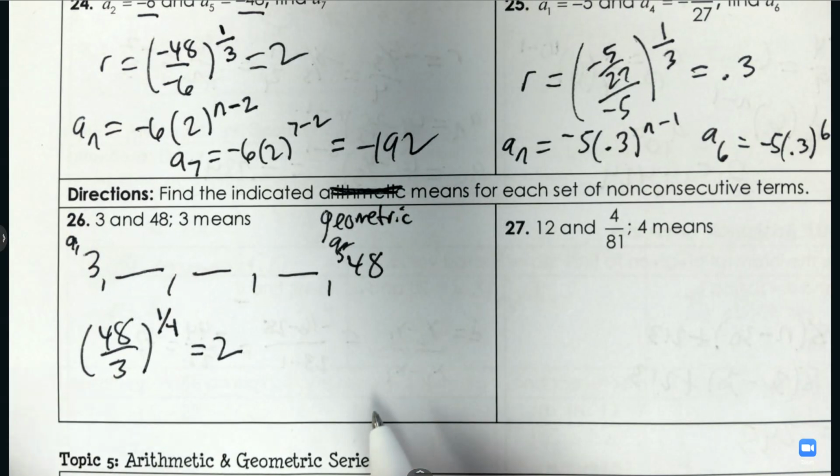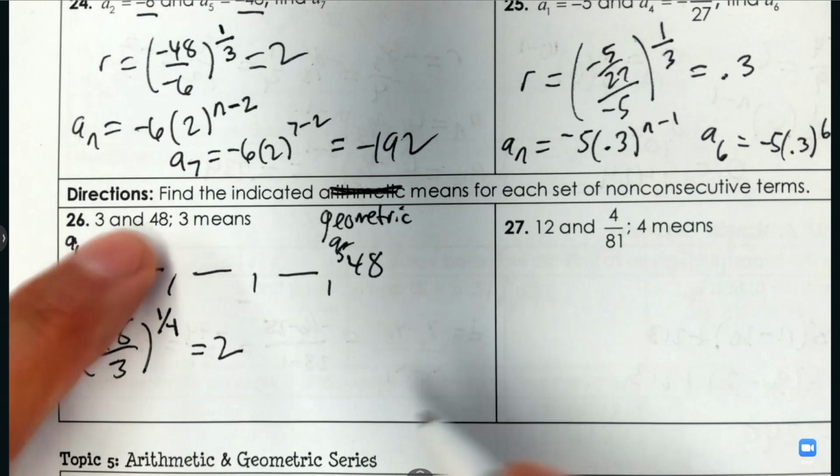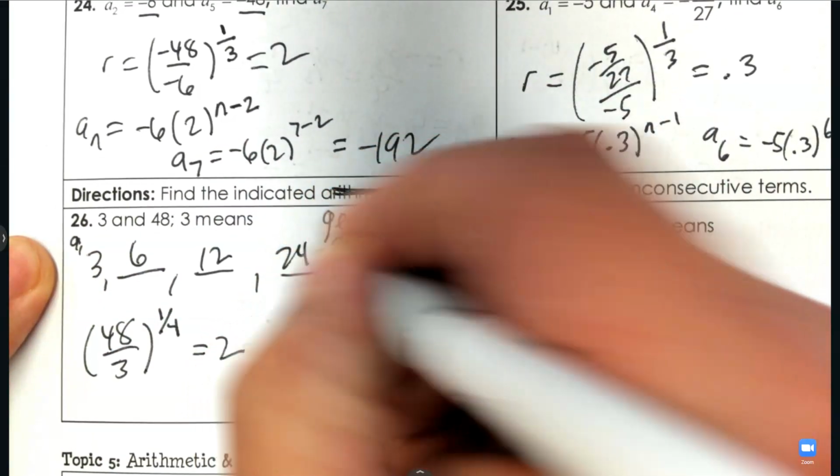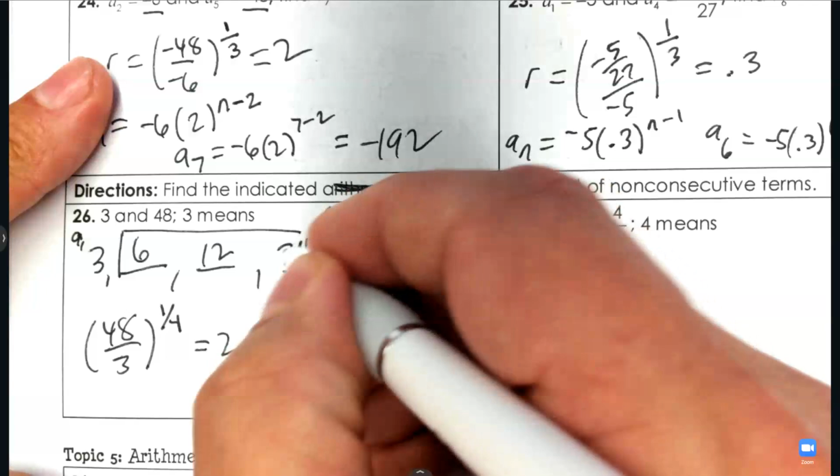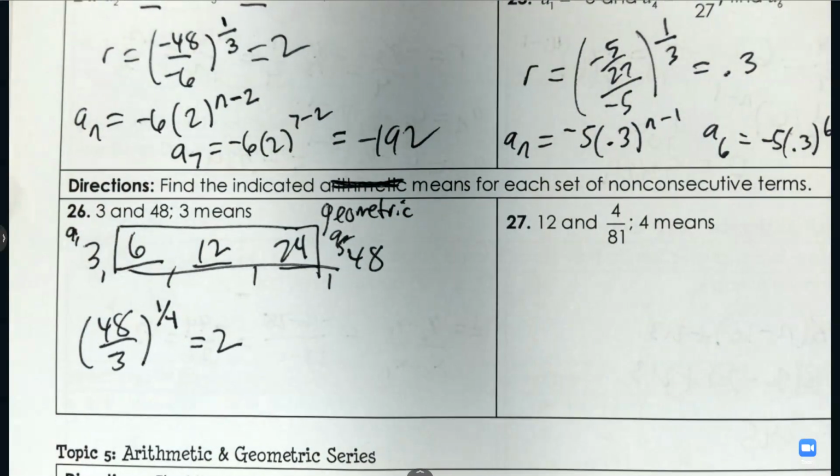That answer is 2, and then this is what we're multiplying times to get the next. So it's 3 times 2 times 2 times 2, and then times 2. So the geometric means are those numbers in the middle that are missing.